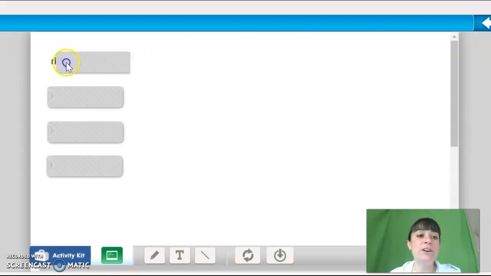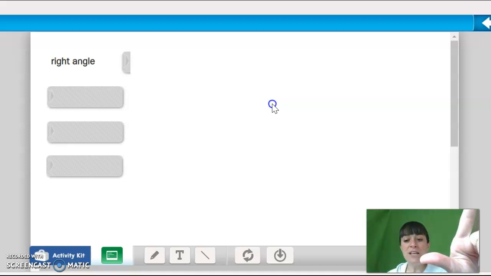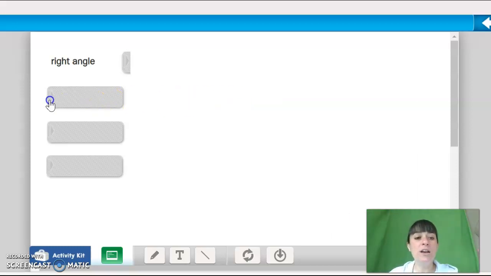I'm going to move on to the next screen here, which is going to show us a few more vocabulary terms. The first one is right angle. With your fingers, show what a right angle would look like. If you said something like this, a perfect corner, you are correct. A right angle is going to be that perfect corner. All right, so that would be 90 degrees.